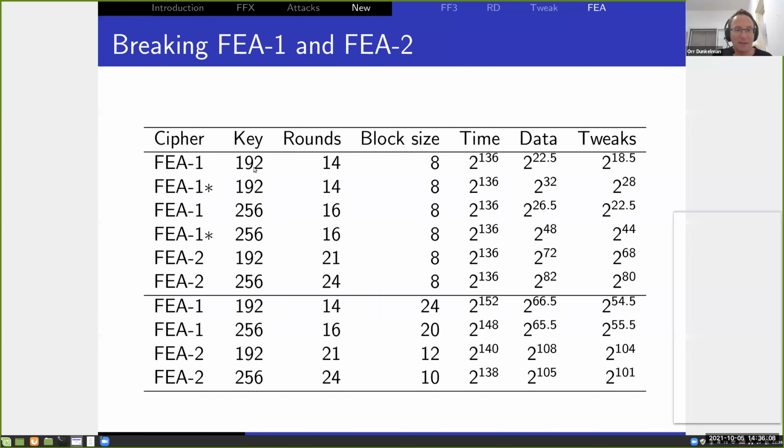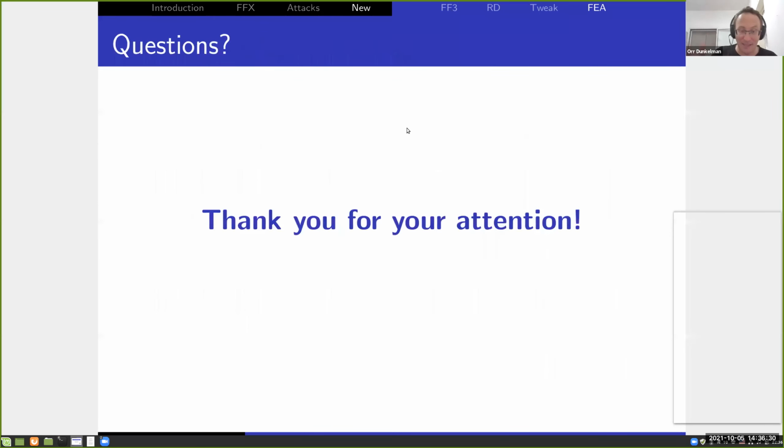And we can break the 192-bit key in time 2 to the 136. And now, without using the tweaks, our attack needs 2 to the 32 data; using the fact that the tweaks are somehow related, we need only 2 to the 22. So the fact that the tweak schedule is not good allows us to reduce the data complexity by a lot. I just want to mention that this tweak issue also appeared in the Best Paper Award for Crypto 2021. They look at it from a linear cryptanalysis point of view, but it's essentially the same issue.